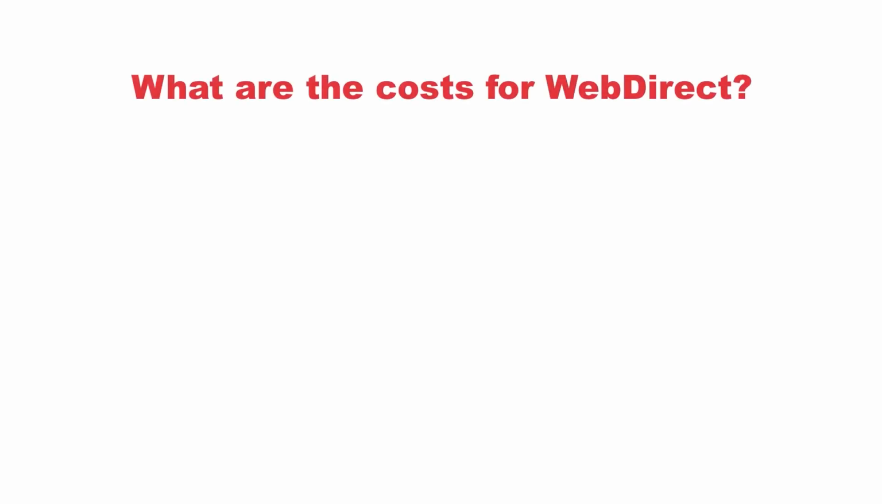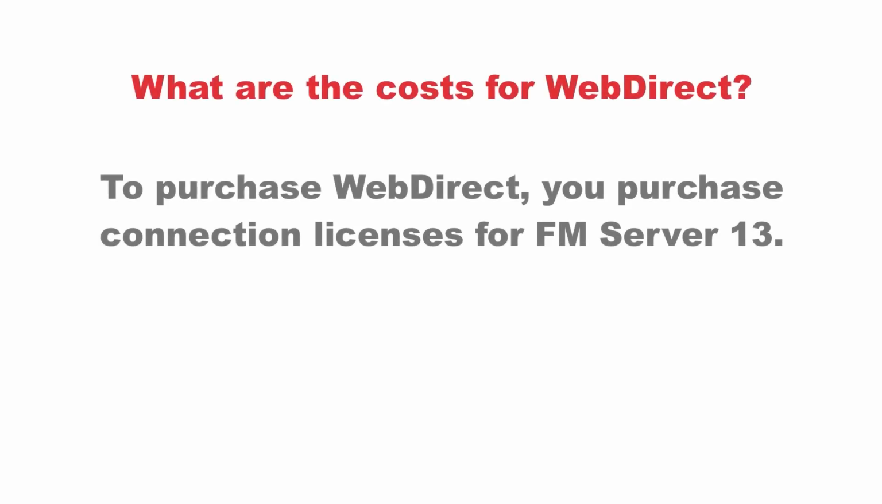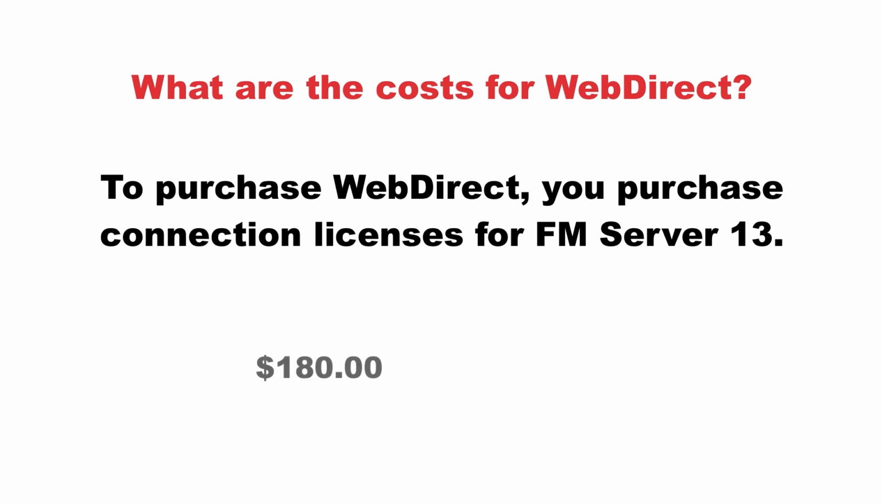What are the costs for WebDirect? Well, to purchase WebDirect, you need to buy connection licenses for FileMaker Server 13. The connection licenses are $180 per user, and they are sold in packs of 5. Now, the $180 price is a perpetual license, which means it's a forever license. Now, FileMaker does sell annual licenses for people who want to do an annual budget and write a check annually, and it's about a third of the cost that way.